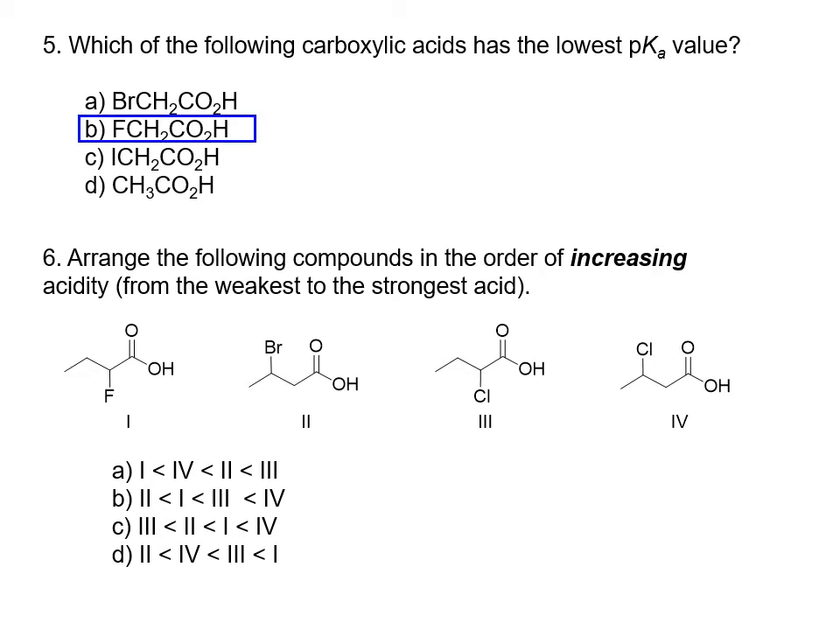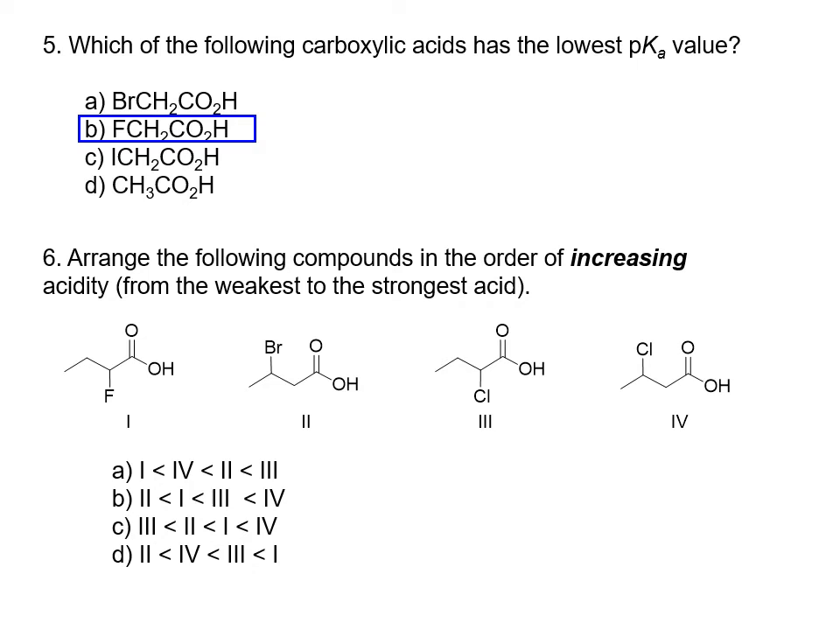6. Arrange the following compounds in the order of increasing acidity, from the weakest to the strongest. It's best to answer this question on a piece of paper, and anyway you should have pen and paper so that you can work as you are doing the test. So answer it on a piece of paper and then match your answer with one of these offered answers. So we are looking for the weakest acid.